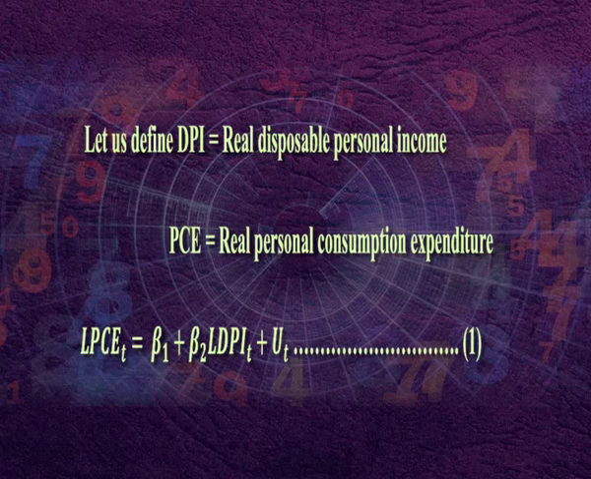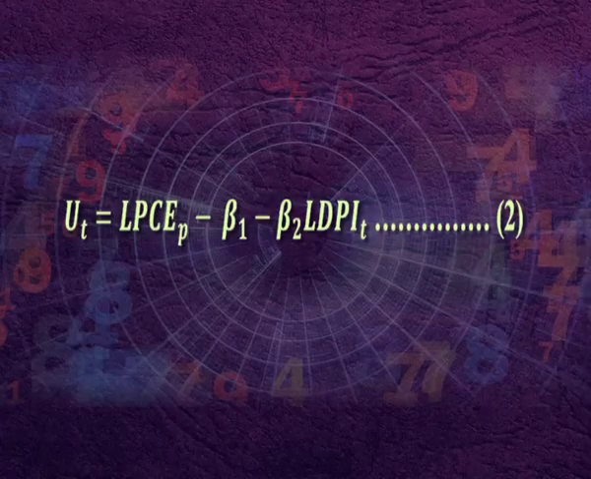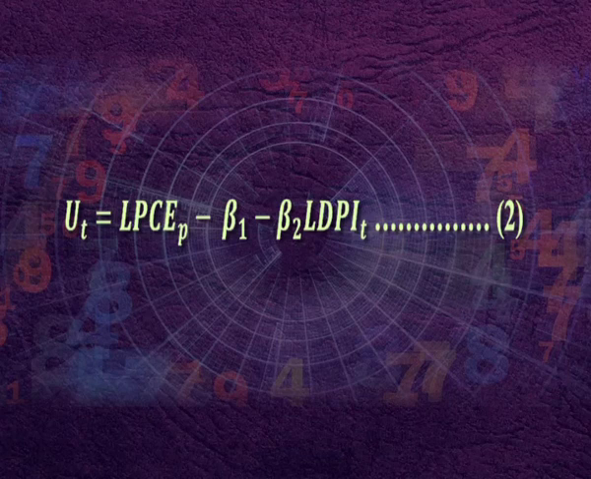This is a very well known equation in macroeconomic theory. Beta 2 is the elasticity of real consumption expenditure with respect to real disposable personal income. We can call it the consumption elasticity. We write from equation 1, U_t equal to LPCE_t minus beta 1 minus beta 2 LDPI_t. We denote it as equation number 2.